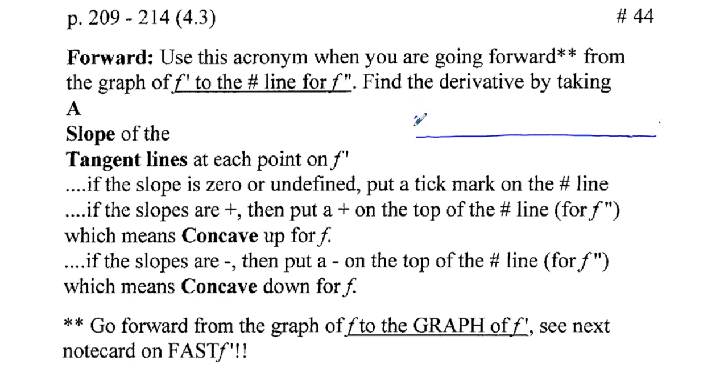If we take, say, a graph of f prime, and we want to go to f, we'll put f double prime here, f down below, and say we have some points A, B, and C where the slope of f prime is 0 or undefined. If the slopes are positive, then put a plus on top. So if the slopes are positive, that means that f double prime is, in this case, positive.